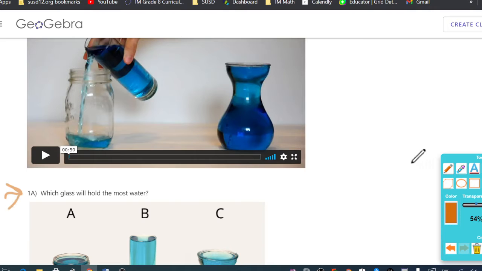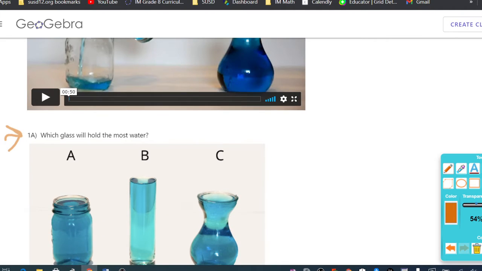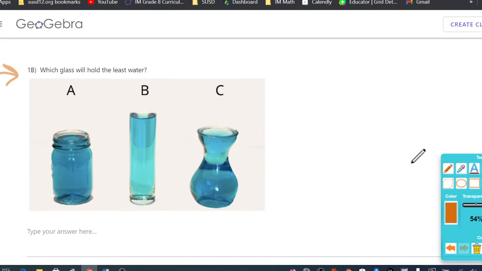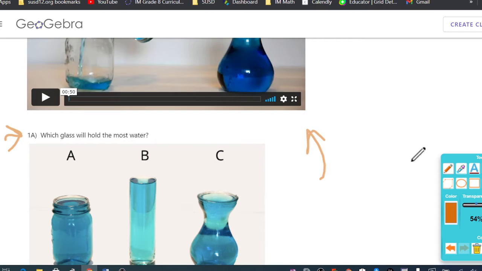Which glass will hold the most water? A, B, or C? Which glass will hold the least water? The video will help you answer those.